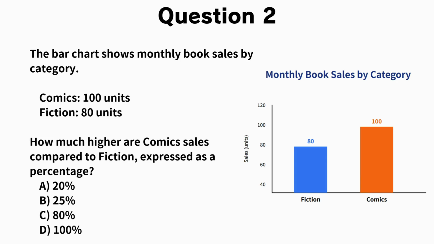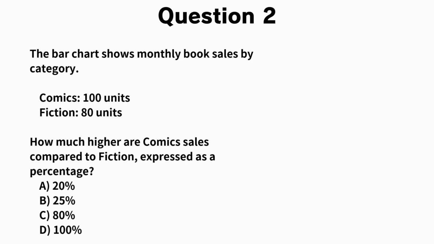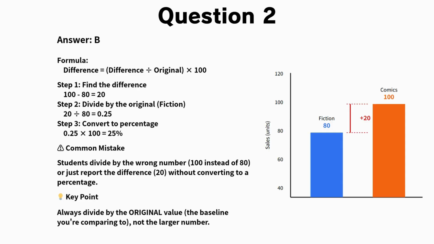Question 2. The bar chart shows monthly book sales by category. Fiction sold 80 units and comics sold 100 units. How much higher are comics sales compared to fiction, expressed as a percentage? The correct answer is B, 25%.